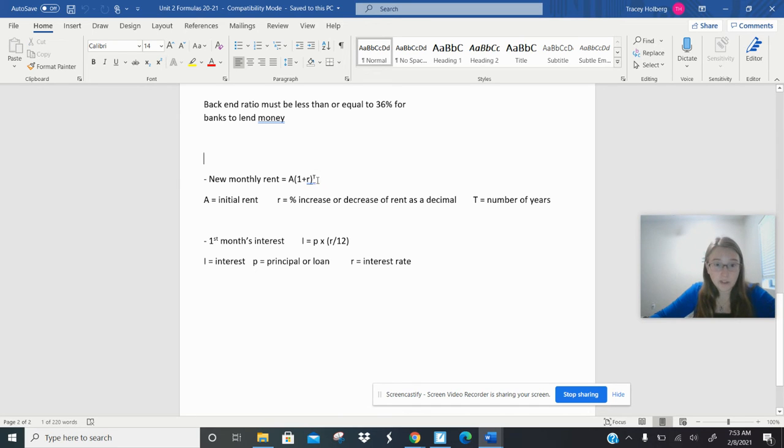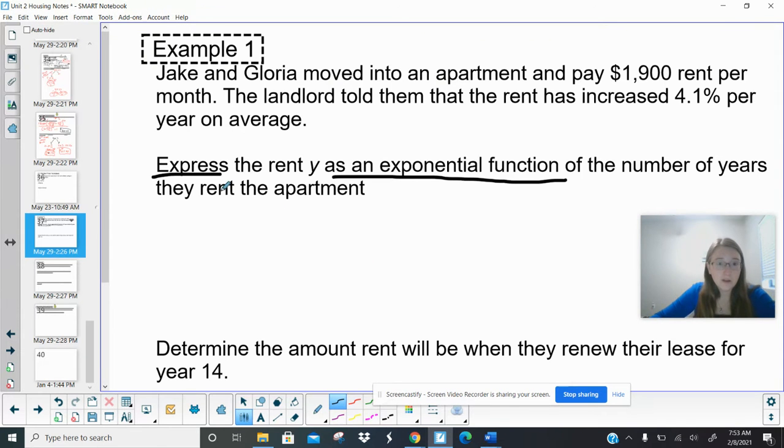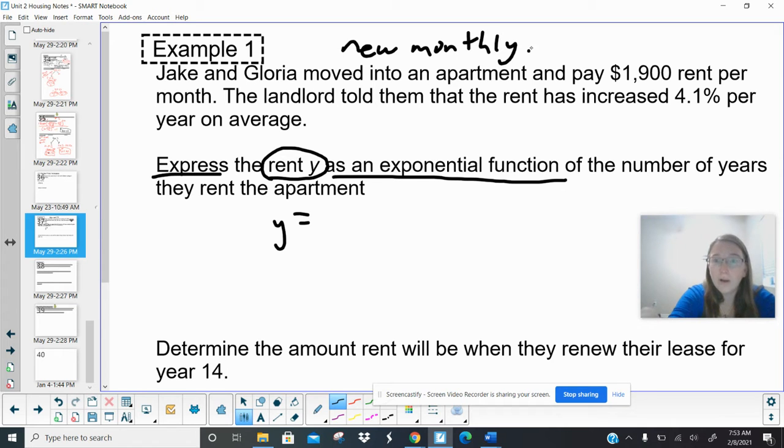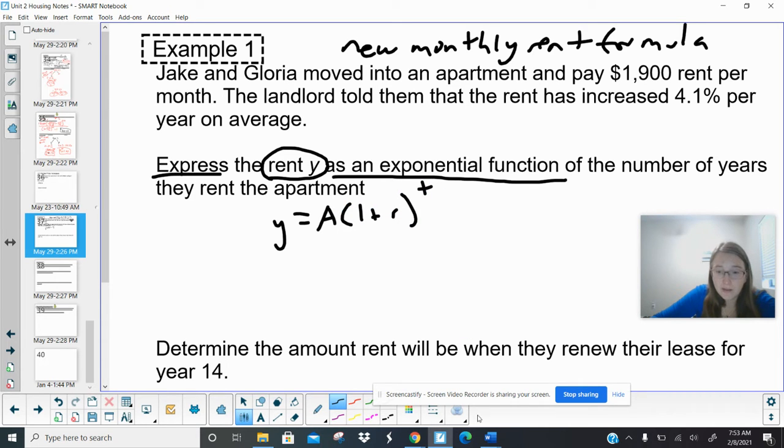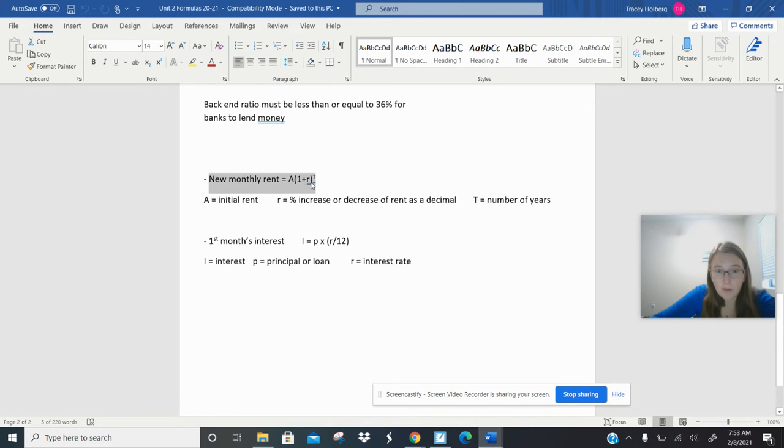In this case, we're going to express, again, this as a function. So I'm going to copy this over here. So now it says new monthly rent. That is y. So I'm going to say y equals. Again, if you want to make a note to yourself, this is the new monthly rent formula. It does say new monthly rent equals, but that is y. So I'm going to copy over the rest of it just so we have it. It's A(1 plus R) to the T. That's our formula right there, A(1 plus R) to the T.